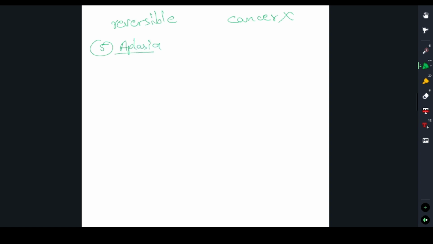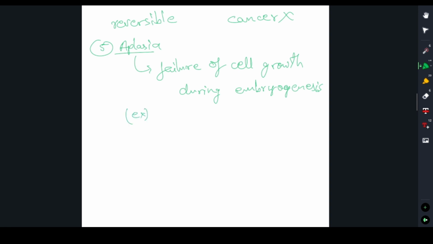right? A refers to absent and plasia is cell growth. So if the cell growth is absent, there is failure in the cell growth when it occurs during embryogenesis, right? So if there is failure in cell growth during embryogenesis, that is referred to as aplasia. And what will happen if the cell is not growing? You will ultimately result in loss of the organ which this cell was going to make, right?